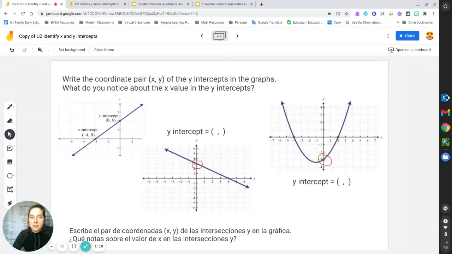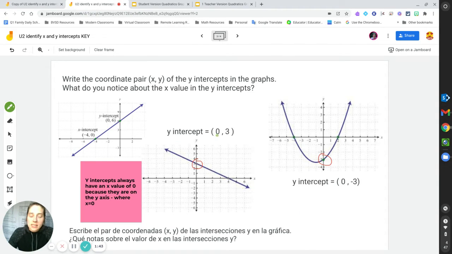Write the coordinate pair, the (x, y), of the y-intercept in the graph. What do you notice about the x value in the y-intercept? So write the ordered pair for the circled y-intercept, which you can see in red here, and then maybe in a sticky note or in a text box, write what you notice about the x value in the y-intercept.